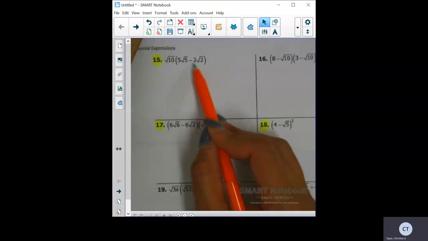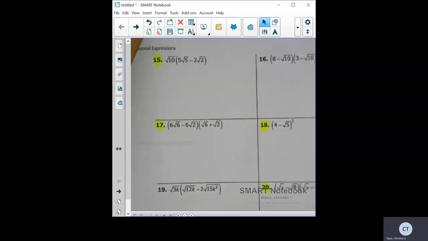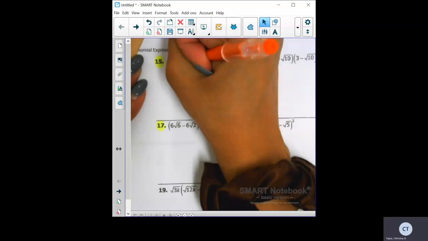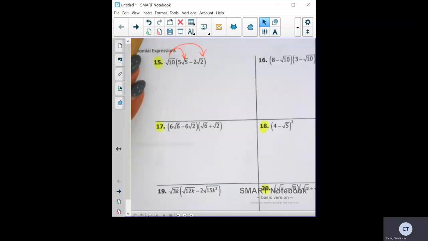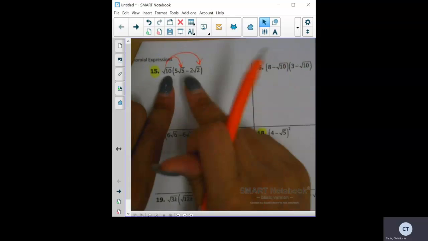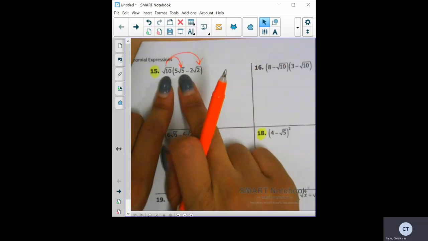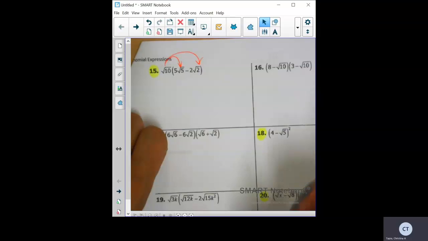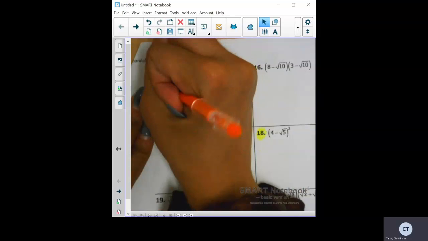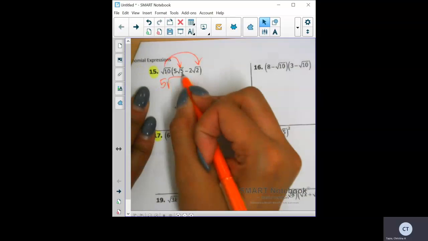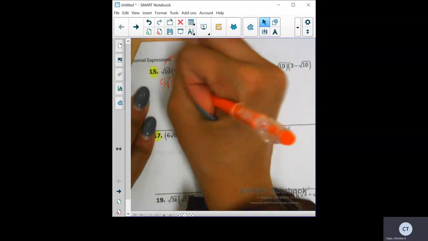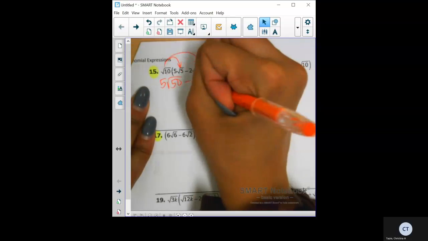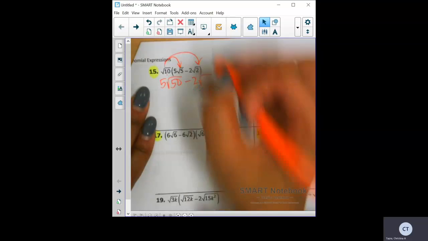You can't quite combine the coefficients because these radicands aren't the same. Distribute. We would have to distribute the square root of 10 here and here. When you're multiplying radicands, thank you, Joseph, you're going to only multiply the radicands. Don't multiply the coefficients for this one. So we're going to have 5 square root of 10 times 5 under the radical is 50, minus 2 square root of 10 times 2 is 20.